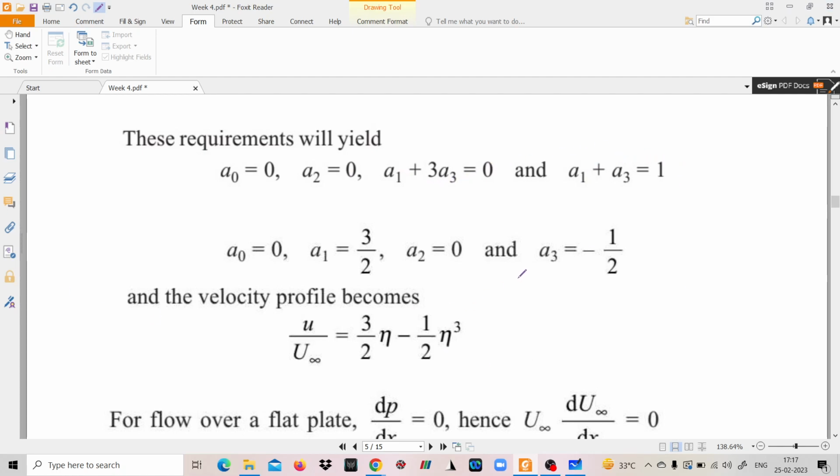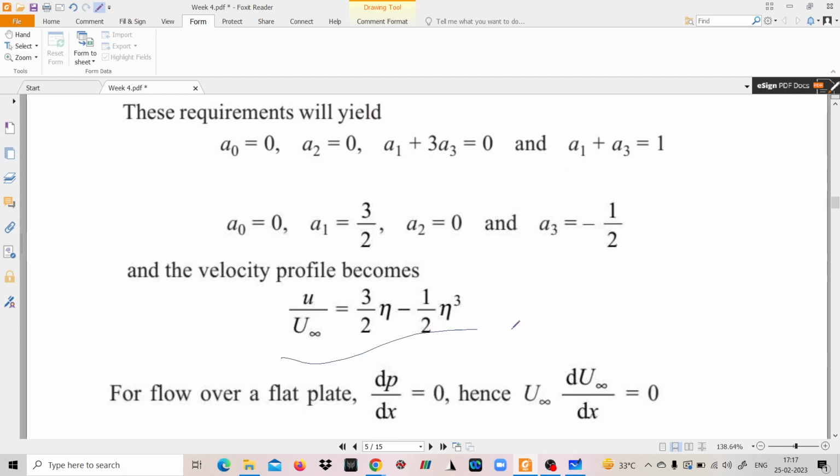So if we use all these conditions, you will be getting the value of a0 is 0, a2 is 0, a1 is 3 by 2, a3 is minus half. So finally, the cubic velocity profile for a boundary layer case is this: u by u infinity equals 3 by 2 eta minus half of eta cube.